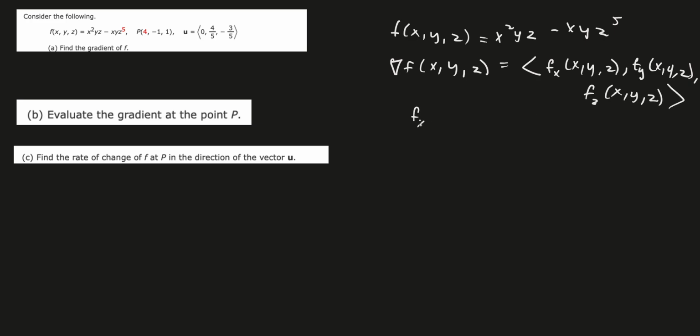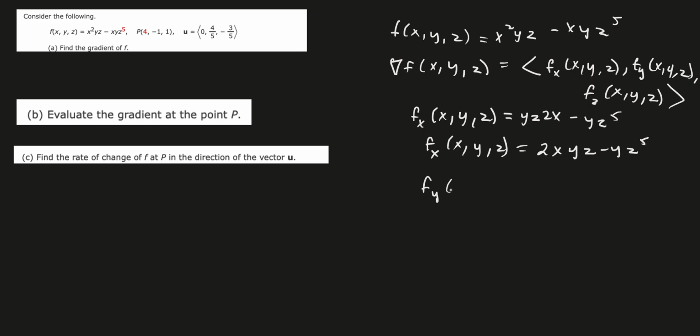So let's find the partial derivative with respect to x. That is treating y and z as constants. So we have yz times 2x minus yz to the fifth, which is of course 2xyz minus yz to the fifth, which is the partial derivative with respect to x.